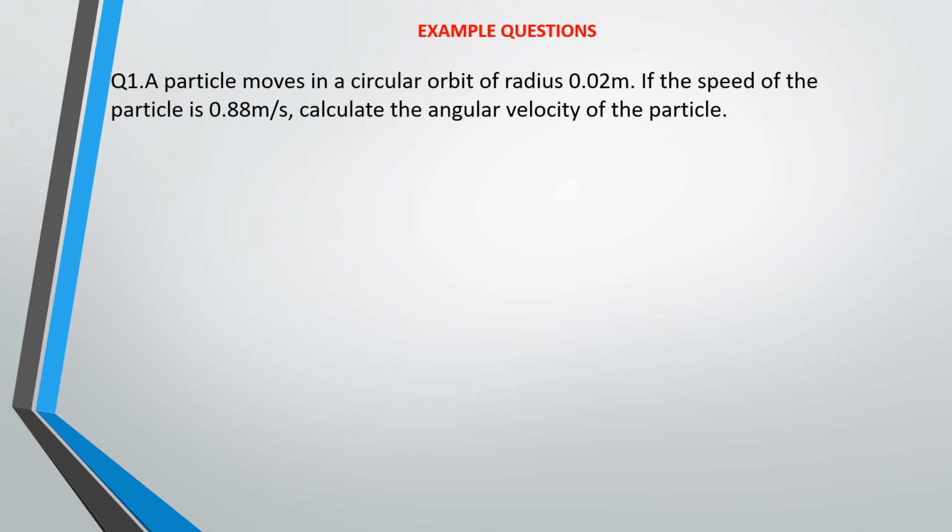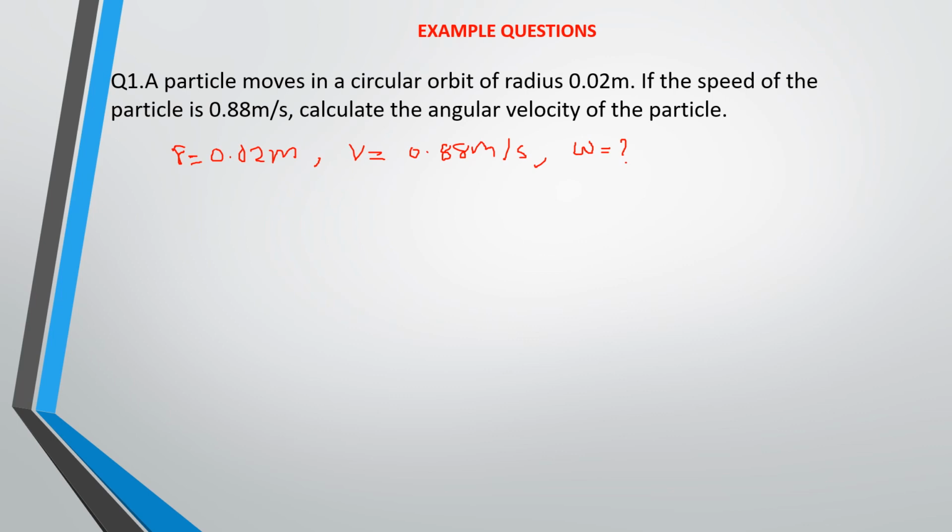Alright, so for this question, you are given that the radius is 0.02 meters. That is, the radius is given to you. Then you are given the linear speed. The speed is given to you to be 0.88 meters per second. Now you are asked to find the angular velocity. This you don't know.